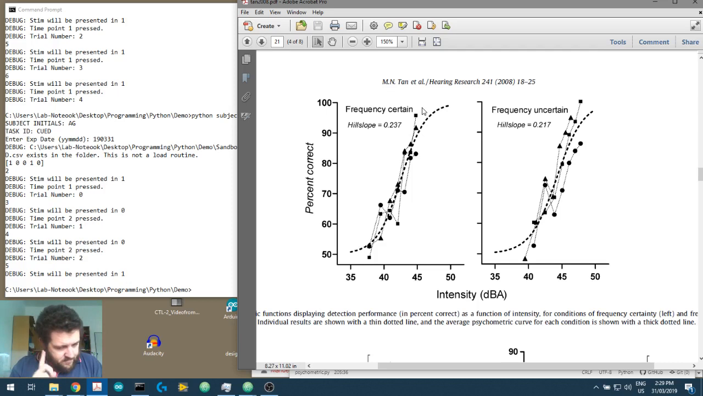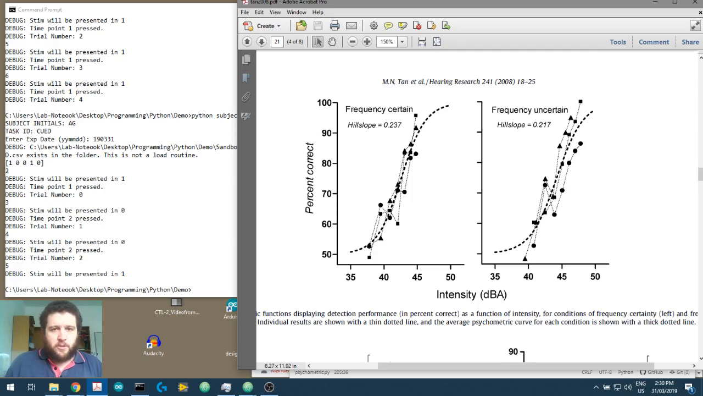So this leads us to the question, well, how do we decide when to change the stimulus intensity? Do we do it on every trial, or do we have to make sure that the person gets a certain number correct before we change the stimulus intensity, or do we just arbitrarily pick some intensities and then say, okay, we're going to present some at this intensity, some at this intensity, and we're going to randomly select our intensities and present them in a random order.